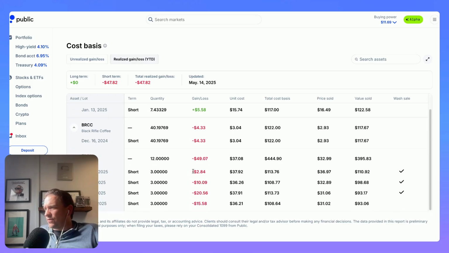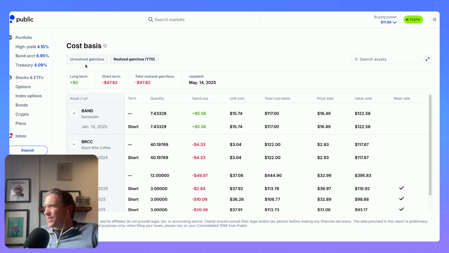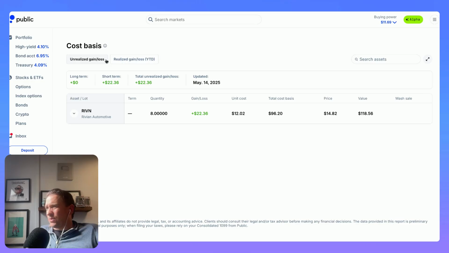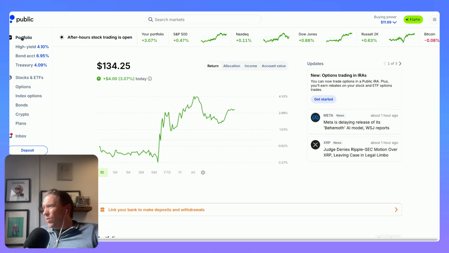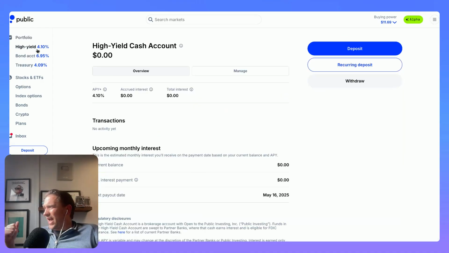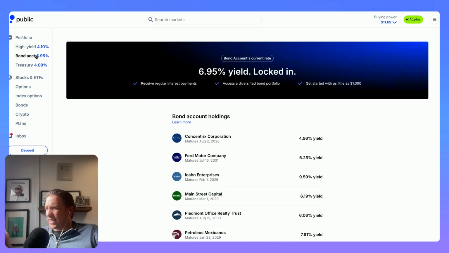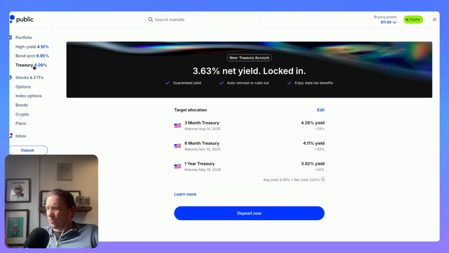5.9, looks like I had a few different trades on that, and I got just wiped on each of those, -2, -10, -20, -15. And look at my wash sales being checked. So my tax implications have changed dramatically from that. But the key is here that you can see that really nicely with these two tabs. Now, going over to the portfolio here, these features are really great because you've got high yield, 4%, bond account, 7%, treasury, 4%.